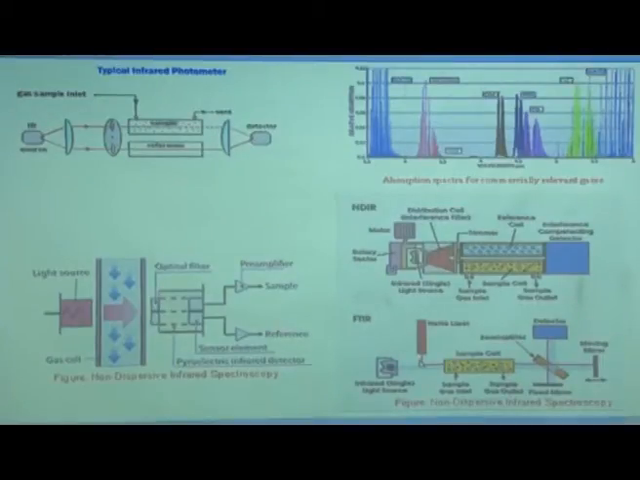capacitance probe, that will give you voltage output. More is the deformation of the diaphragm, higher will be the capacitance signal, higher will be the voltage signal.